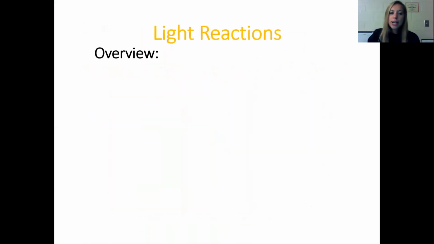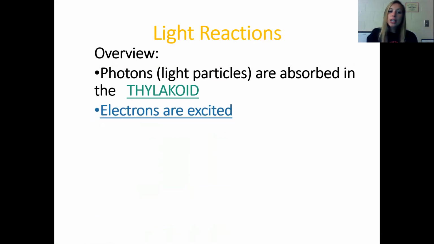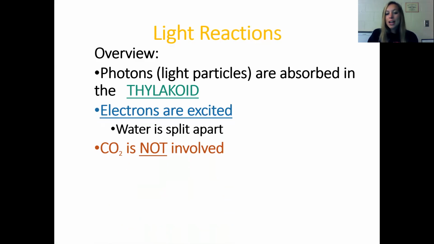All right, so light reactions overview. Photons or light particles are absorbed in the thylakoid. So the thylakoid, the little pancake, is going to absorb photons. Photons are the light particles. Where is that coming from? Obviously, it's coming from the sun. All right, so electrons get excited. They're like, what's happening? Look at all this energy, all this light. And then water is going to split apart. So you have H2O, and it's going to be split apart. Right now, carbon dioxide is not involved. But this is going to form ATP.